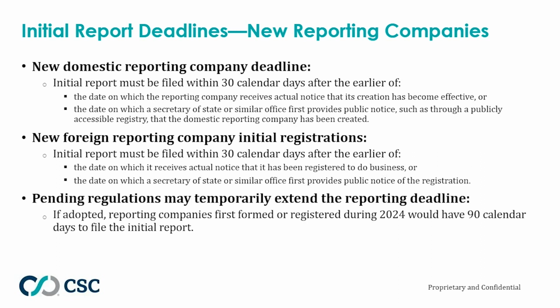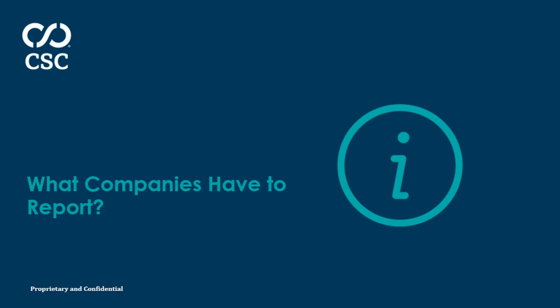Now, there are pending proposed regulations from FinCEN that could temporarily extend the reporting deadline. It's a rule that's under review right now, and we'll know probably by January 1st if it's adopted. But if it is adopted, then during 2024, reporting companies that are either first formed or registered during the year would actually have 90 days to file the initial report. And the idea here is that this is such a change in the law that it really is important to give people a little extra time during that first year to get used to it.